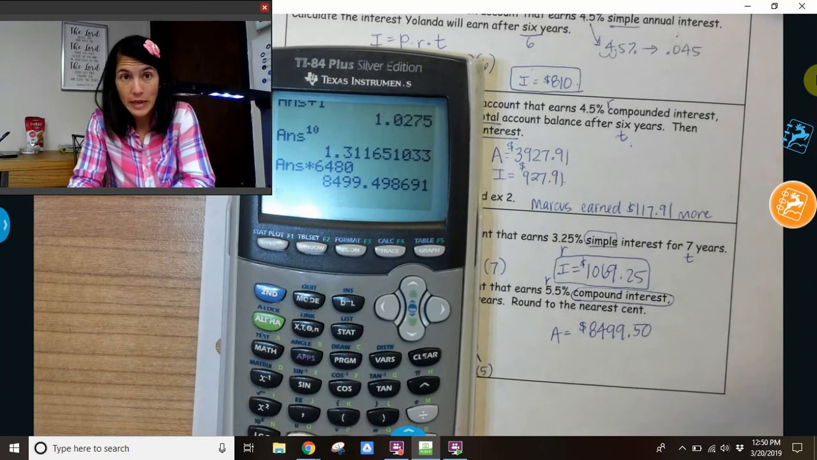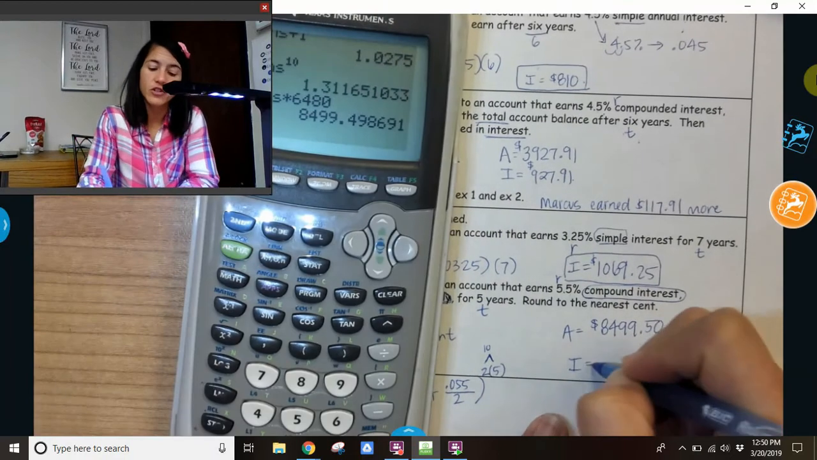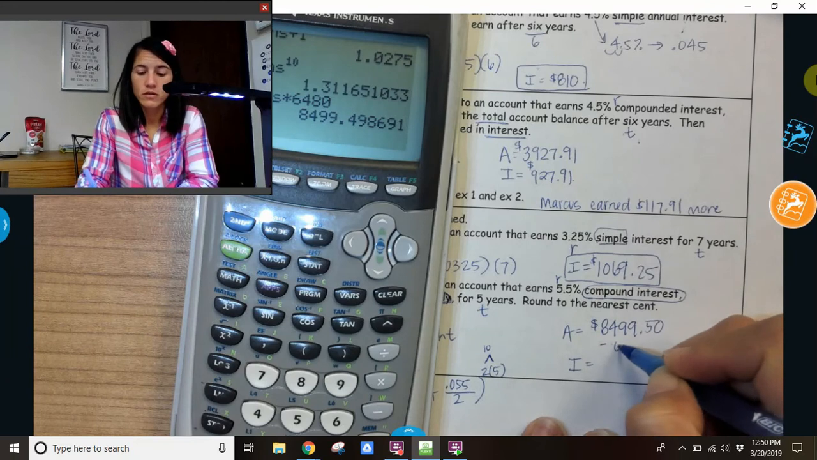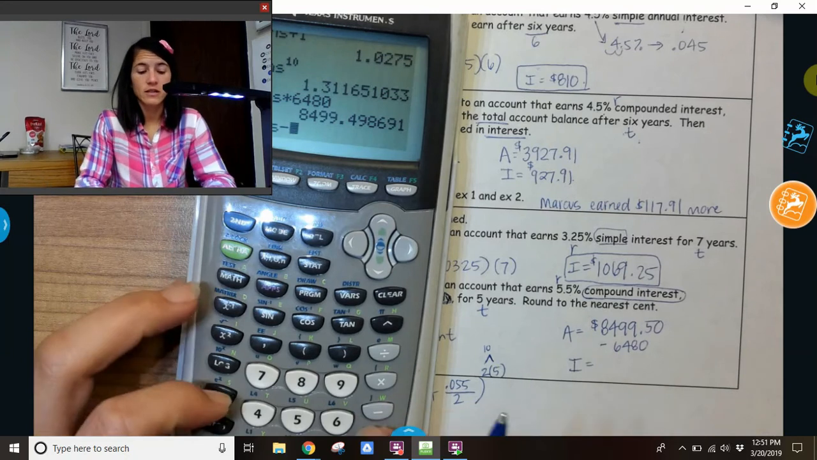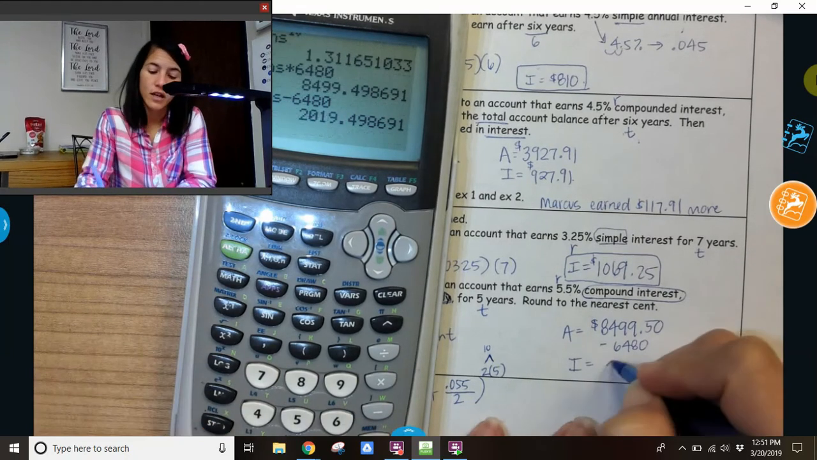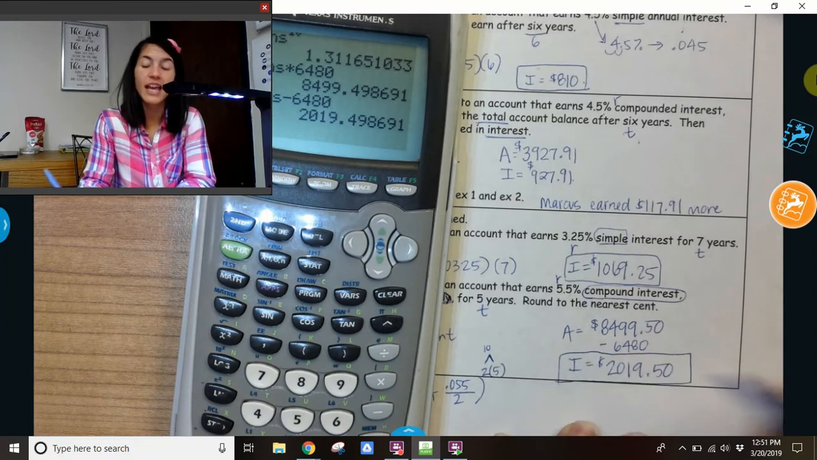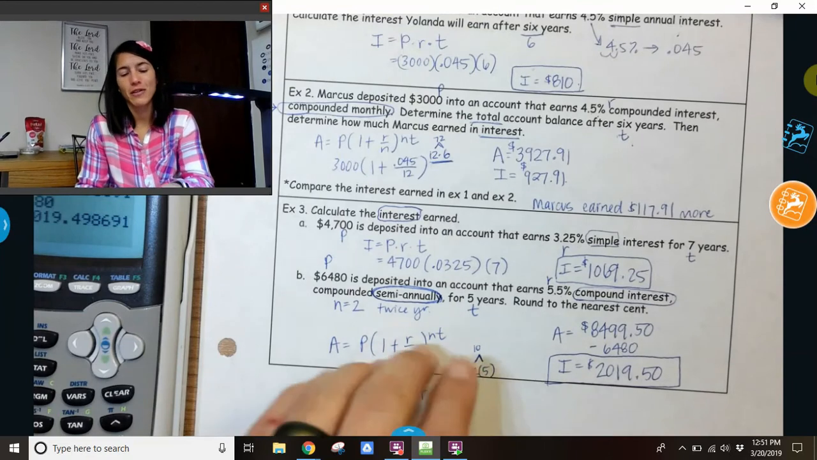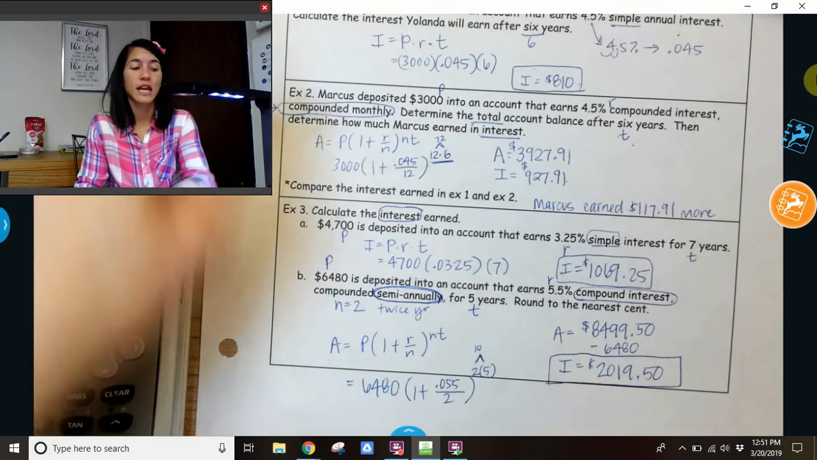That is my total. That's how much money I have in the account, but the question, I believe, was interest. So to find the interest, we need to subtract out our original amount, and so my interest on this $6,480 was $2,019.50. So that is the amount of interest that we earned. We can't really compare them because we started with different amounts, but compound interest can be a little bit harder.